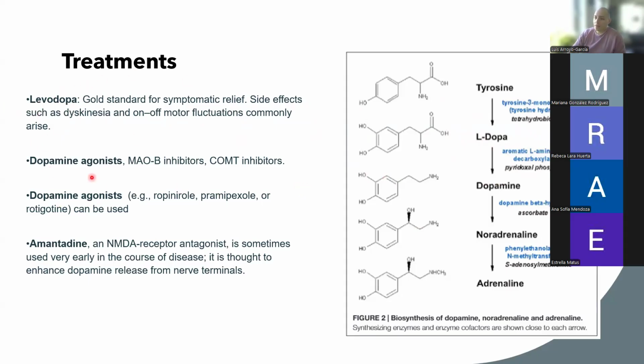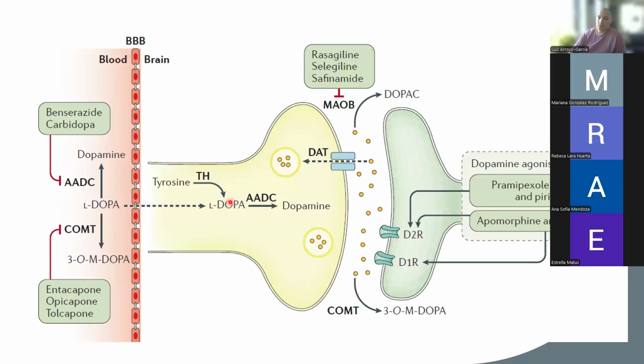Then we have dopamine agonists, like MAO inhibitors or COMT inhibitors, and other kinds like ropinirole or pramipexole. And then we have something called amantadine, that is an NMDA receptor antagonist, but this is in the very early course of the disease, which is supposed to enhance dopamine release from the nerve terminals. So in this case, this is just to try to push that dopaminergic release. And this is what we have, okay?